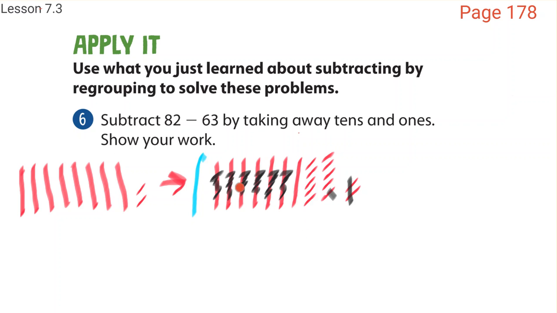So if we bring it down here, let's see here. Those are all taken away. There's 1 10 here. And how many ones? 1, 2, 3, 4, 5, 6, 7, 8, 9. Now that is equal to how many 10s? 1.